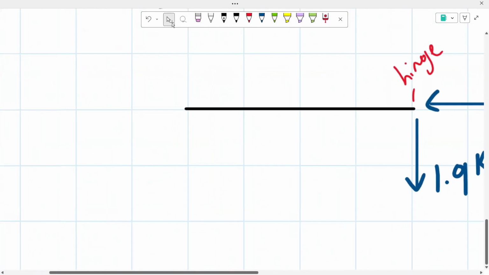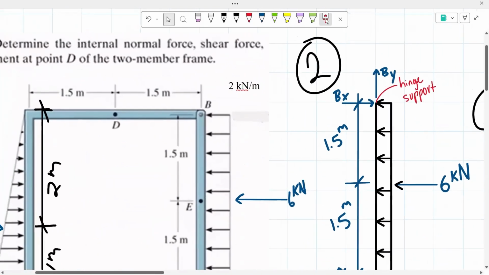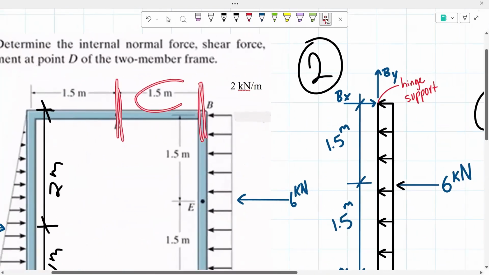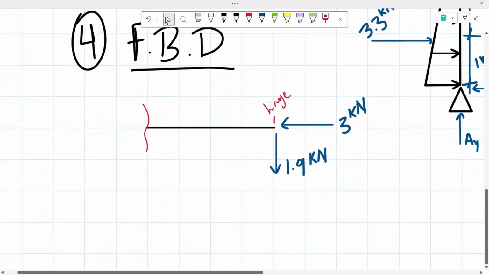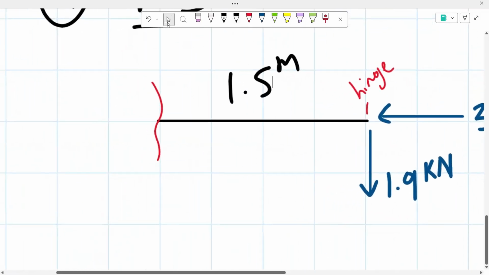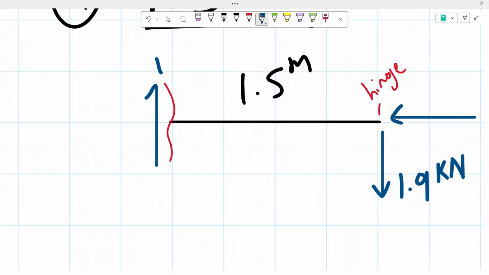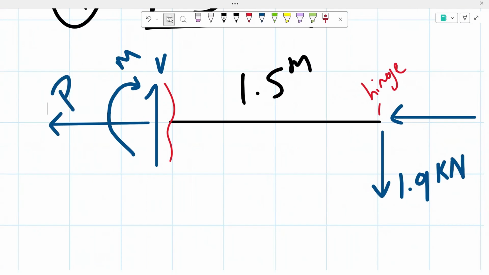And then we know that our cut is right here because we cut at point D. And we know that from point D to our hinge support, there is a span of 1.5 meters. So I'm going to include that. And then from there, in this free body diagram, you want to include the direction of your shear, normal force, and moment based on sign convention. So since our cut is to the left, we know that our shear force will be going upwards. Our moment will be going clockwise. And then our normal force will be going away from the cut.